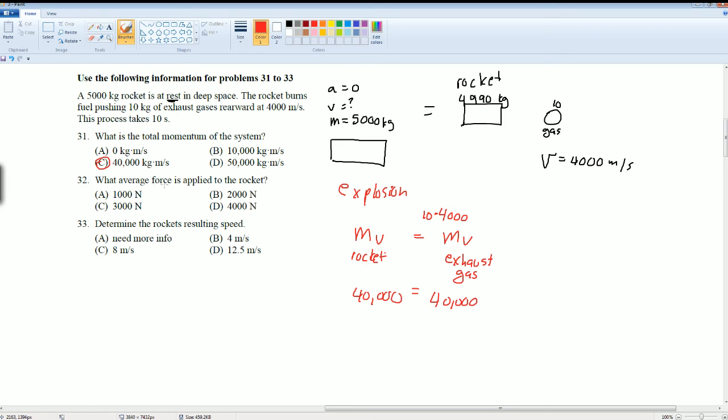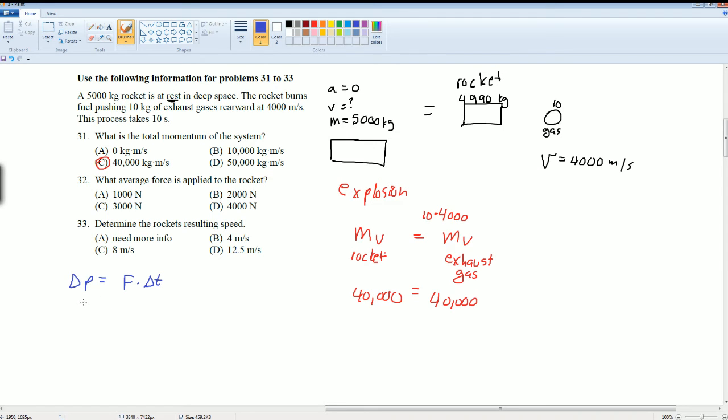Next, what is the force that is being applied to the rocket? Okay, this is another formula. This is just looking at total momentum. Here, for the force one, you want to look at your momentum, which is equal to force times your delta t. Right, we saw that earlier.